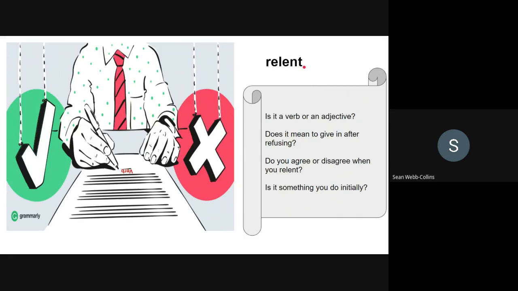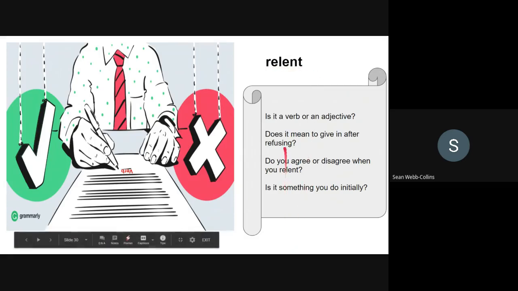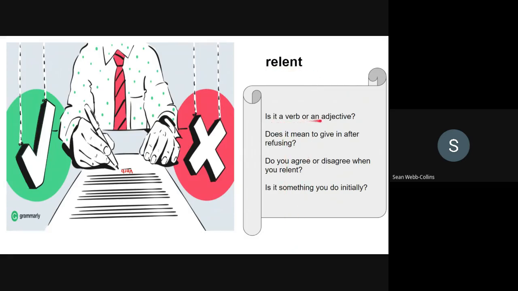Relent. Is it a verb or an adjective? That's right, it is a verb.